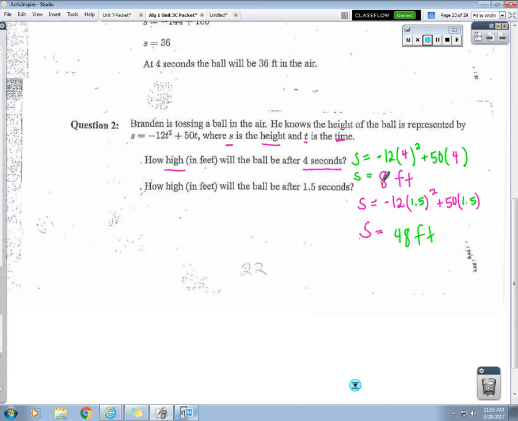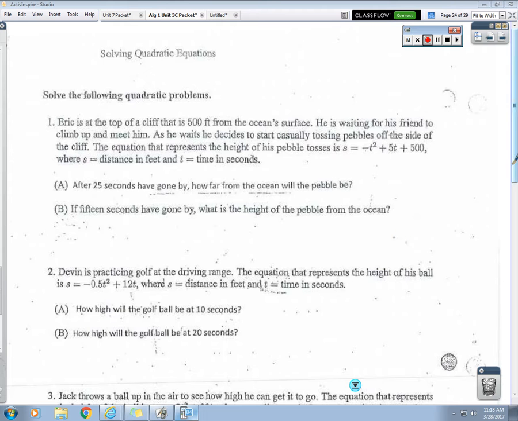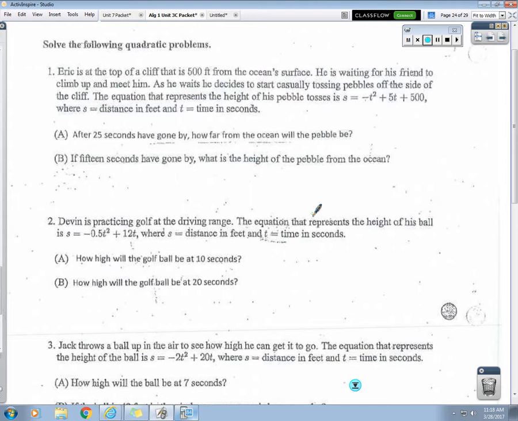Okay, turn to page 23. Go ahead and try number 1 by yourself on page 23. Eric is at the top of a cliff that is 500 feet from the ocean surface. He is waiting for his friend to climb up and meet him. As he waits, he decides to start casually tossing pebbles off the side of the cliff. The equation that represents the height of this pebble toss is s equals negative t squared plus 5t plus 500, where s is distance in feet and t is time in seconds. After 25 seconds have gone by, how far from the ocean will the pebble be?